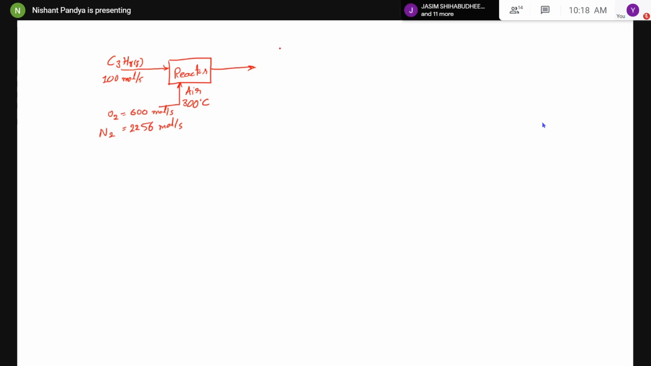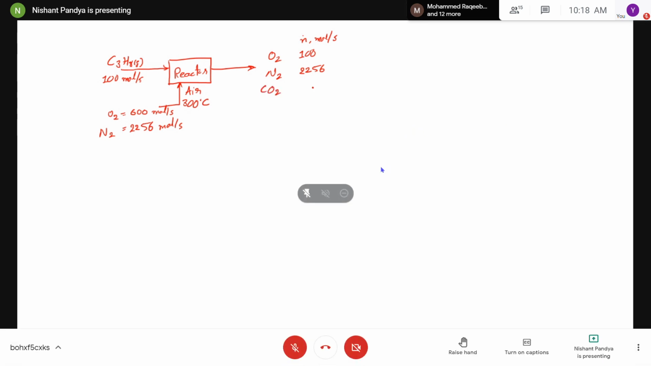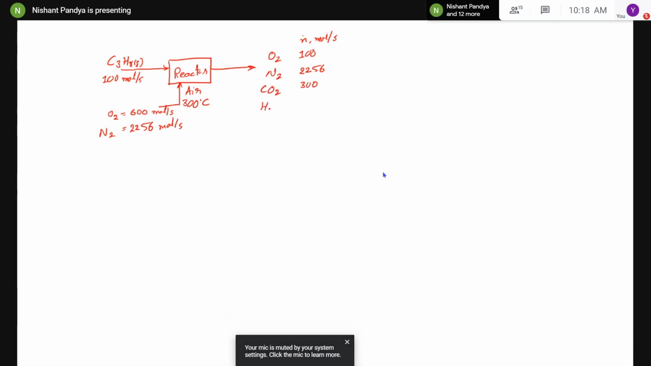So you have a component and mole flow rate, I'll write down here directly. So the O2 remaining that comes out is 100, in mole per second, and nitrogen as it is 2256, and the CO2 from complete combustion, so you get 300, and H2O you will get 400. This is vapor, this is gas, this is gas, this is gas, so all gas. You can mention G. Okay, so this is the problem.